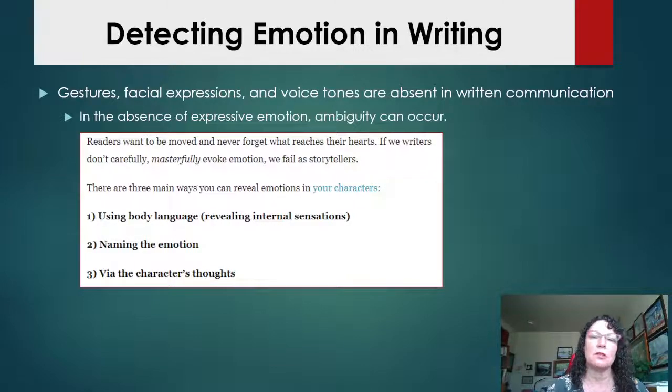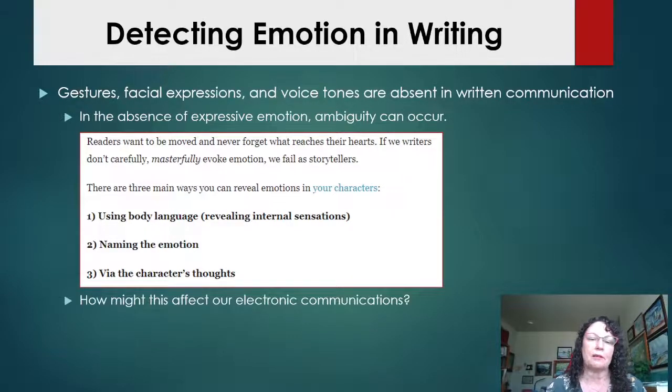And then you can also pop into the thought process of the character and have them ruminate on whatever, or think about whatever they're going to say next, and that helps to cue the reader in. So if you're an intentional writer who's trying to make sure that a mass audience can figure out what you meant, these are some strategies that writers can use, right? But what about our electronic communications where we're trying to do it quickly?